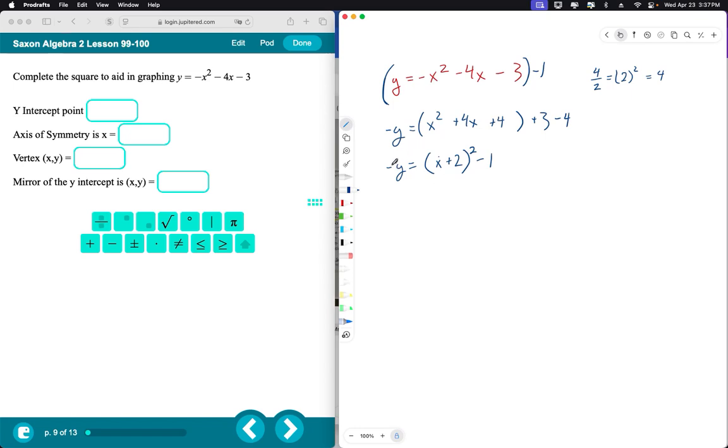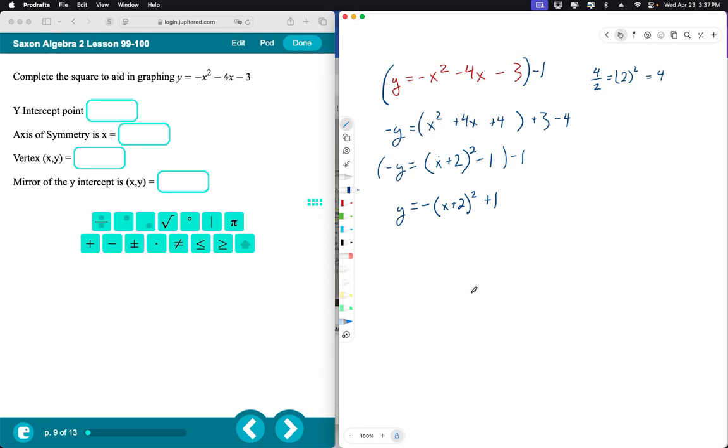Now, we cannot leave this a negative y, right? We want to solve for positive y. So again, we multiply everything by negative 1. We have y is equal to, we do not multiply the negative in here. We leave it on the outside. We leave this the same. We change the sign of this.